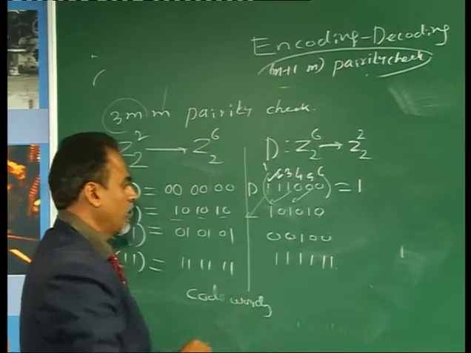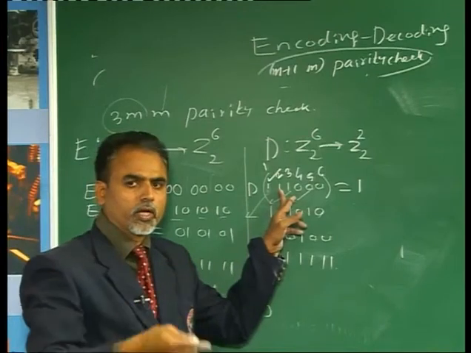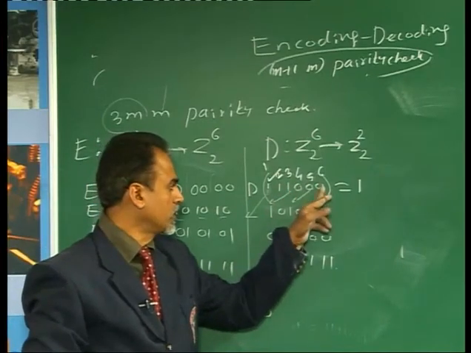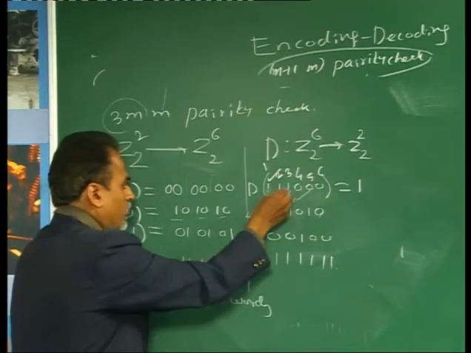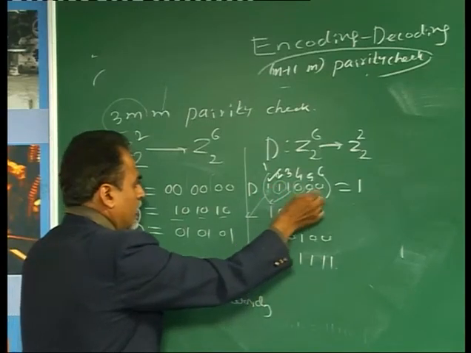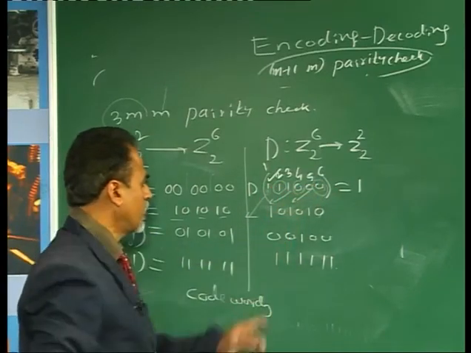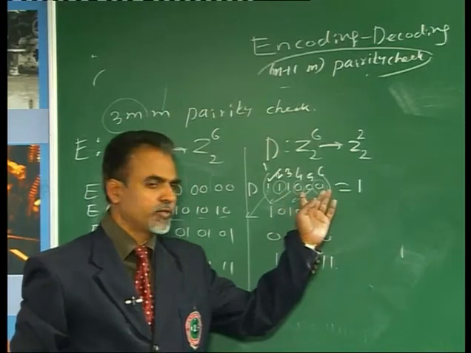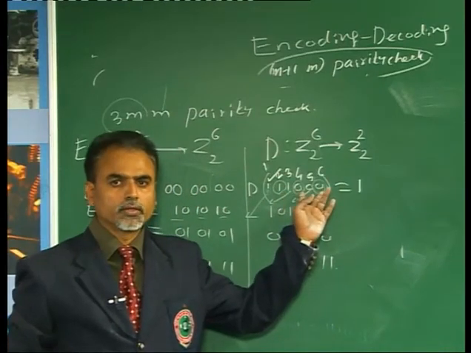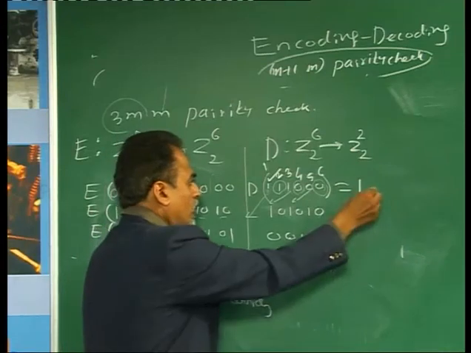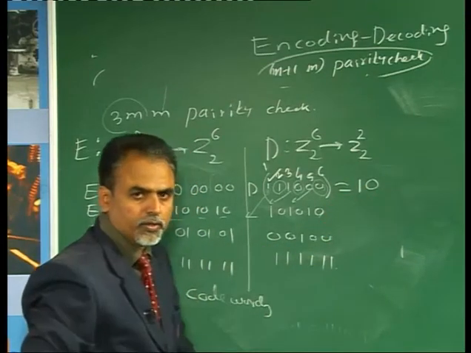Two bits remaining, so come to 2 and go on adding 2: 2 plus 2 is 4, 4 plus 2 is 6. So the second position, fourth position, sixth position. In these positions, the maximum number of zeros are there, 2 zeros, hence I am going to write 0. This becomes our decoded word.